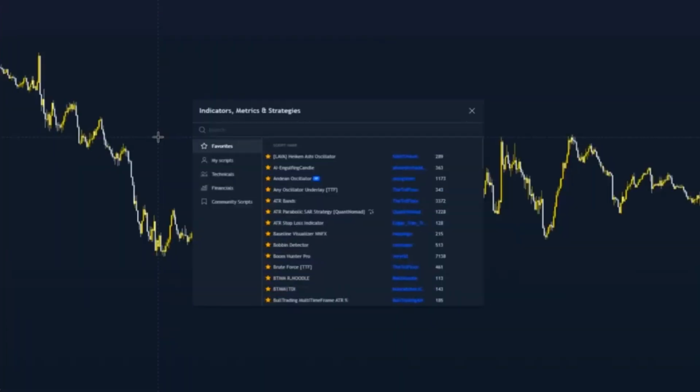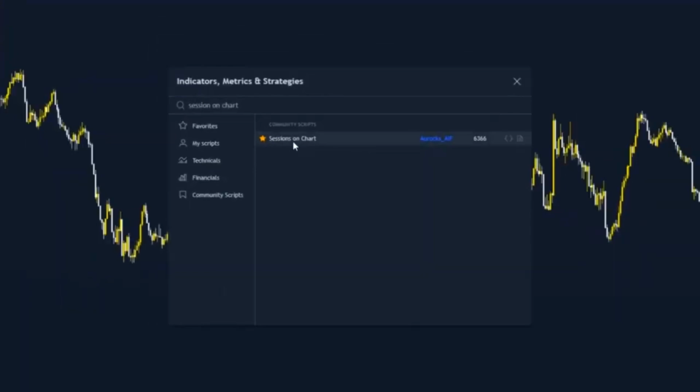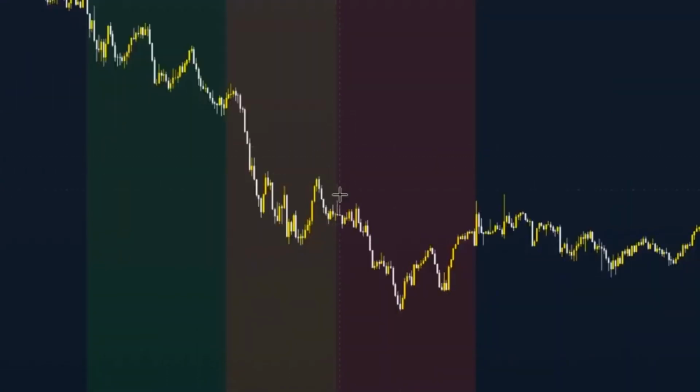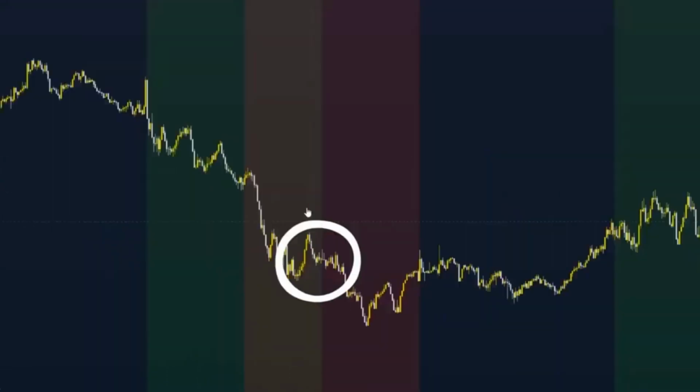Just so there's a nice visual aid for you guys. Type in sessions on chart and it's this one by AU Rocks. You can see right here we have three sections, the green, the orange and the red. The green represents the London session for trading, the orange is the mixed and the red is New York session. We will only be focusing on entering trades right around this area here, which is the change from the mixed session to the New York session.